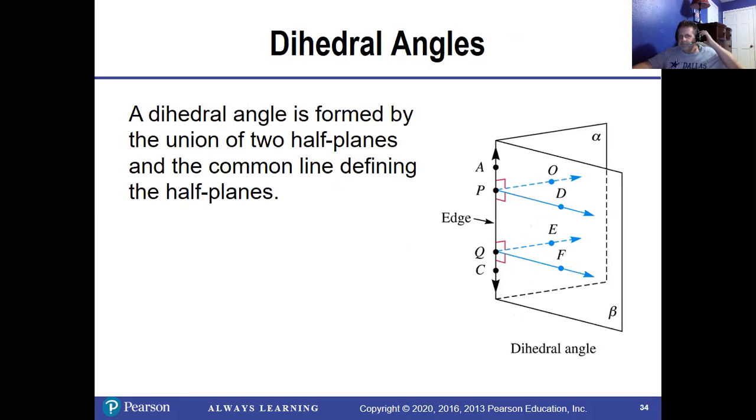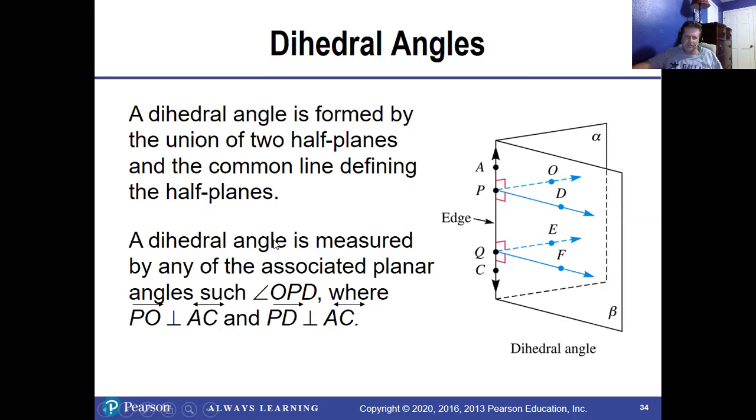Okay? Dihedral angle, don't do too much with dihedral angles, is formed by a union of two half planes and a common line defining the half planes. Okay? So a dihedral angle is just formed by two half planes. It's a big angle with planes. A dihedral angle is measured by any of the associated planar angles, such as OPD. So if I find the measurement of that angle, OPD, then the planes would have the same angle.